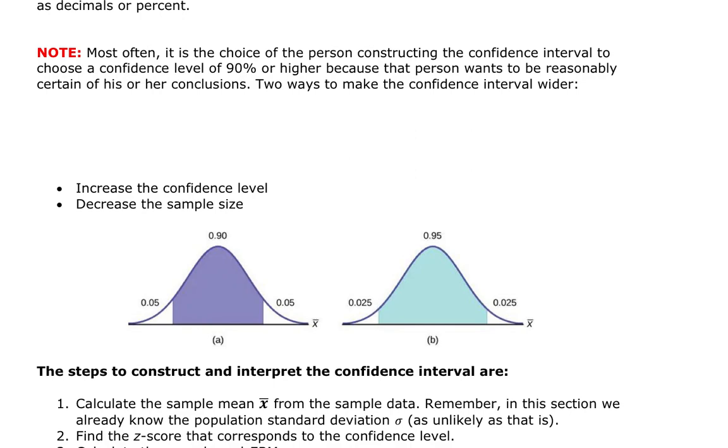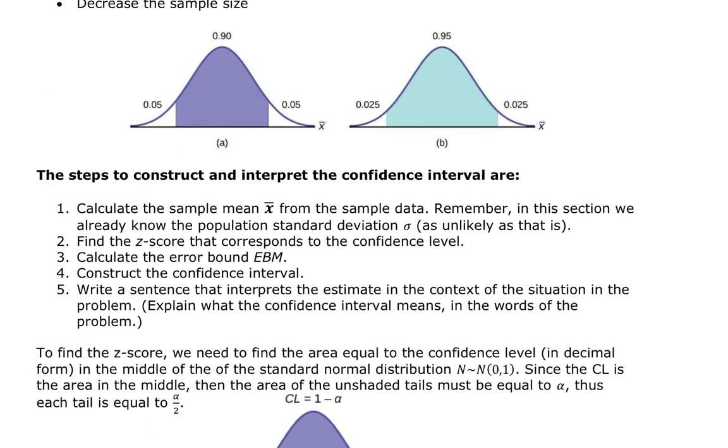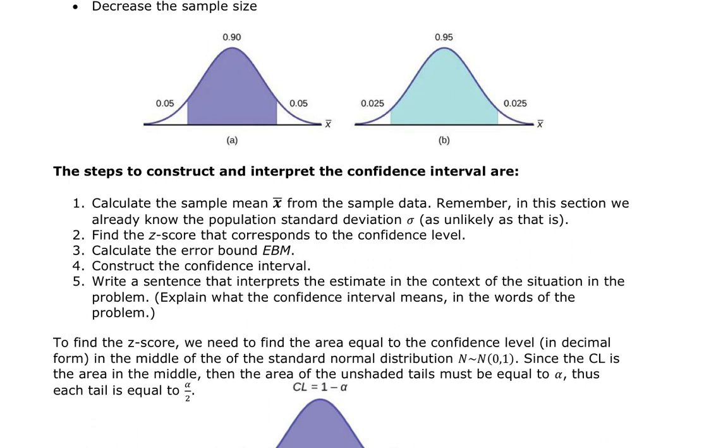So the way in which we construct and interpret the confidence level is, first of all, we'll need to know a mean. And supposedly we'll always know sigma in this part of the homework and this part of the video. It's highly unlikely that's ever going to happen. We need to find a z-score. Then from the z-score, we're going to calculate the EBM, the error bound. We'll construct the confidence interval. And then we're going to write some sort of sentence that interprets what we've got.